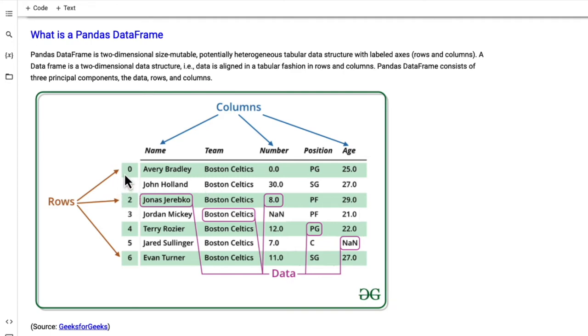In the first row, labeled as 0, we have the name, Avery Bradley, team he's on, Boston Celtics, his number 0, position, point guard, and age, 25. Pandas DataFrames allow us to save data and then manipulate it later based on our purposes. We are going to use Pandas DataFrames excessively in this course, and if you're looking to get into data analytics as a data analyst, data scientist, or even a data engineer, this will definitely come up in your career.